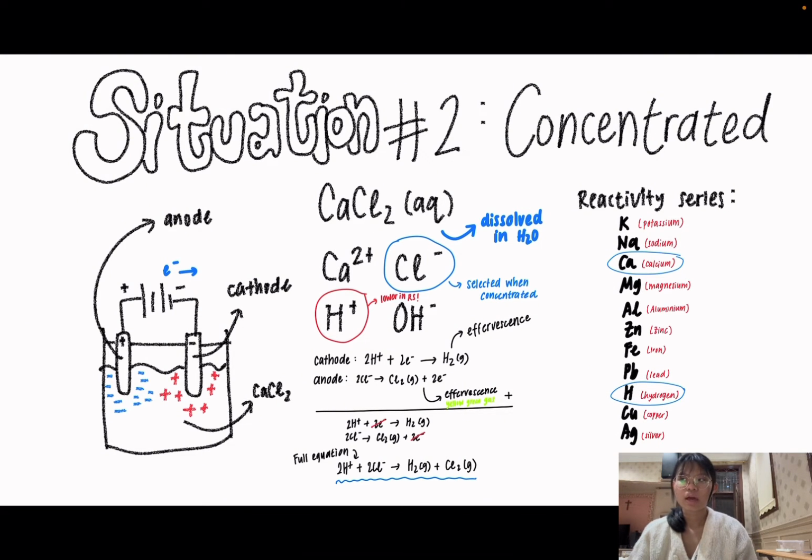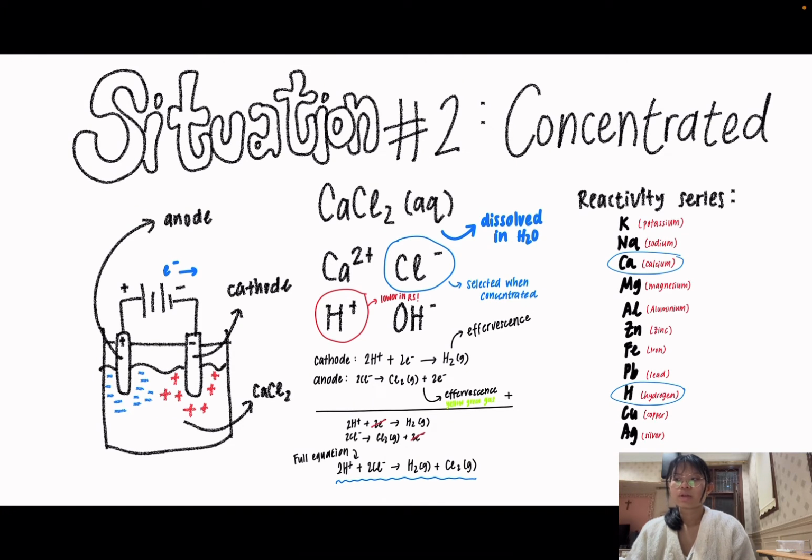And for the anions, however, we're going to be selecting the chloride ions instead of the hydroxide ions because it is concentrated. So therefore we're going to be selecting the chloride ions, because the hydroxide ions are only selected when the situation given is aqueous and not concentrated.